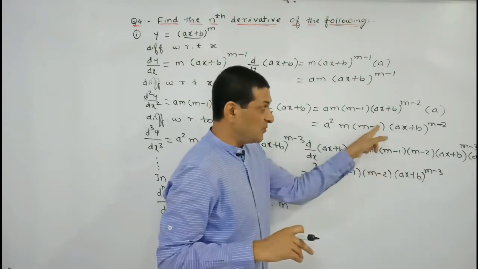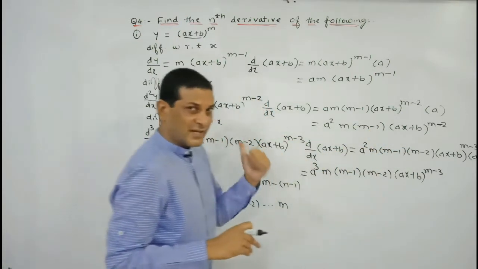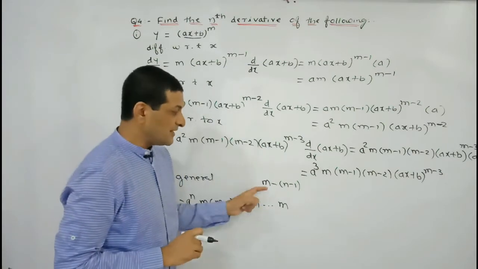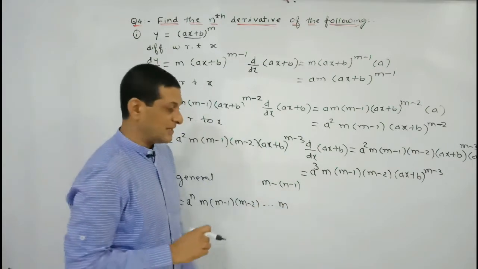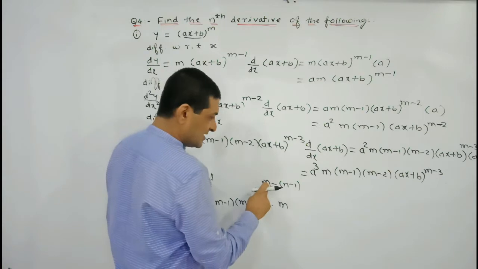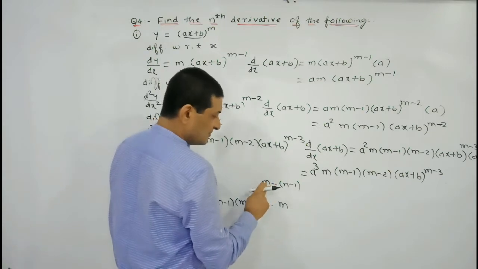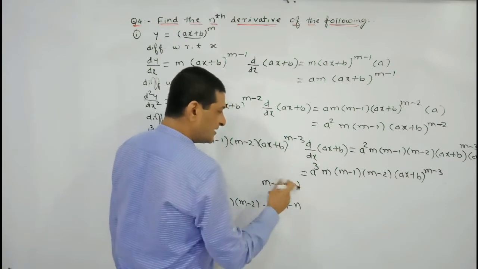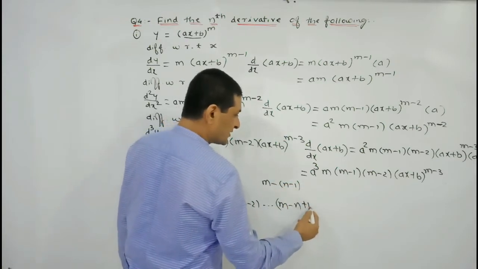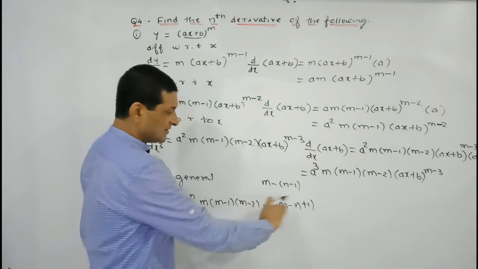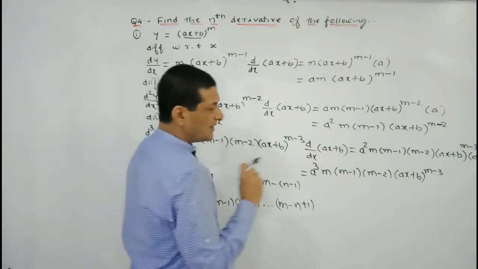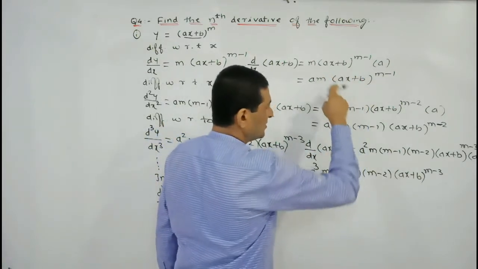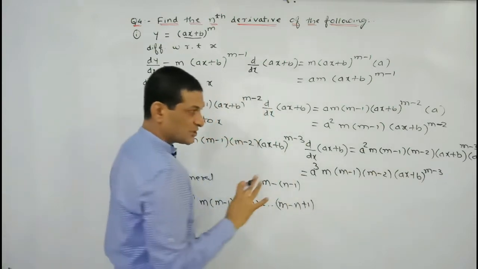2 minus 1 will be what? 1 is there. Getting it? In the same way, in the case of the nth order derivative, what will we get? m minus (n minus 1). If we simplify it, m stays as it is, minus into n will be minus n, and minus into minus will become plus 1. This term will be in this form. Now the simplification of the coefficients is done.